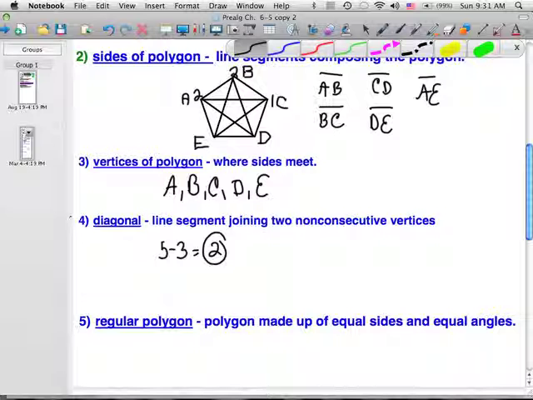So if I had a 7-sided figure, it would go, take away 3, it would go 4, 4, 3, 2, and then 1.